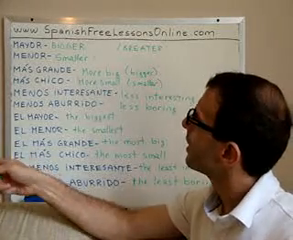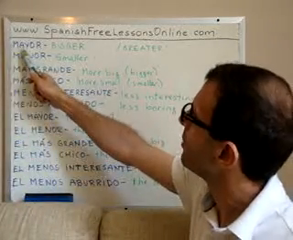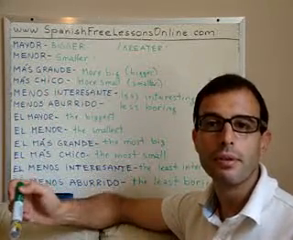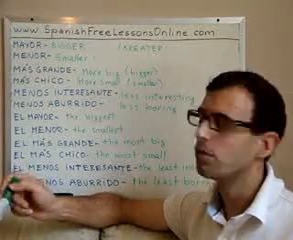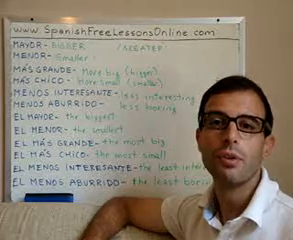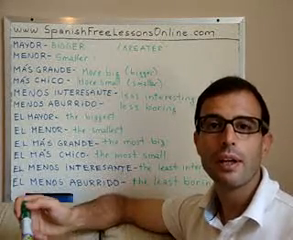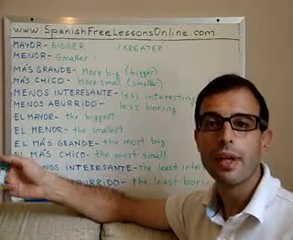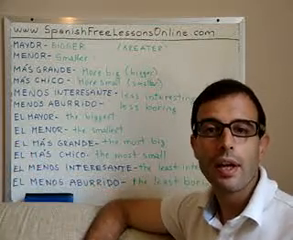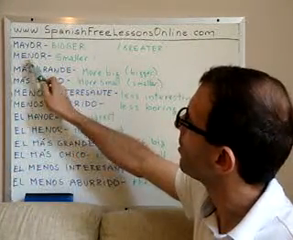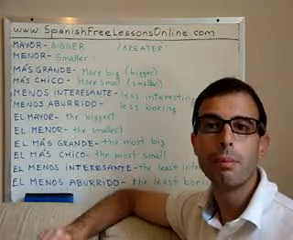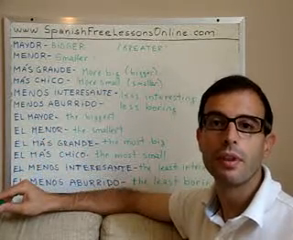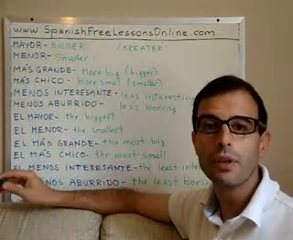So the first word would be mayor and menor. Mayor means bigger, right? Menor means smaller, as you can see here. So you can say mayor que él, bigger than him or older than him. Menor que is smaller than. Actually, mayor and menor mean bigger or smaller, but when referring to people, they mean also older than or younger than.